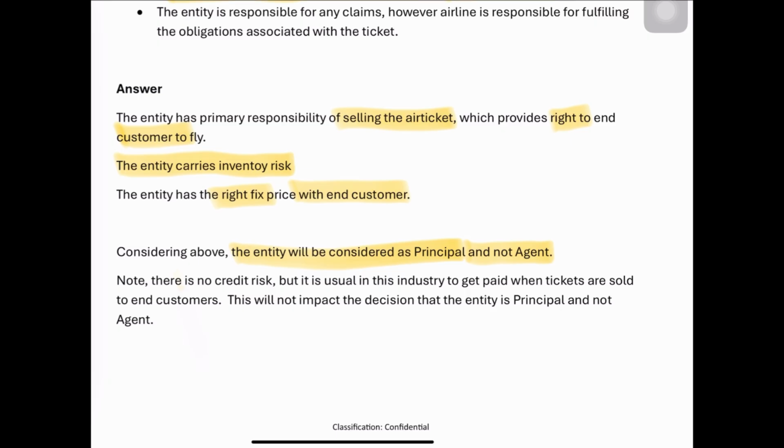There is no credit risk, but that doesn't matter, because it is usual in the industry to get paid when the tickets are sold to the end customer. So no credit risk will not impact the decision that the entity is principal and not the agent.